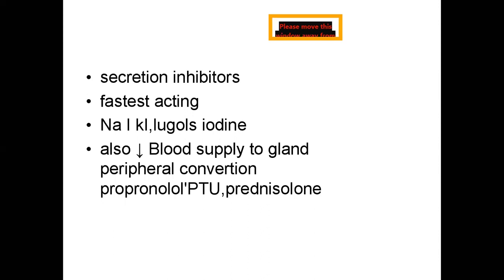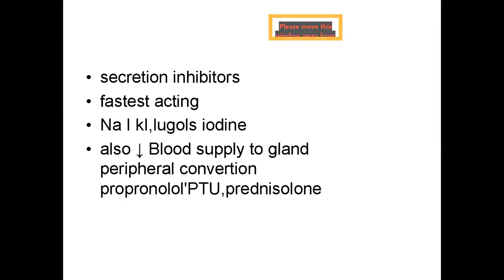Third group of drugs, secretion inhibitors. These are the sodium, potassium iodides and Lugol's iodine. These are the fastest acting drugs. These not only inhibit the secretion but also decrease the blood supply to the gland. So the gland will be firm and less vascular. Because of this reduced vascularity, it is very important before surgery, as bleeding will be very less when we use these drugs before the surgery.